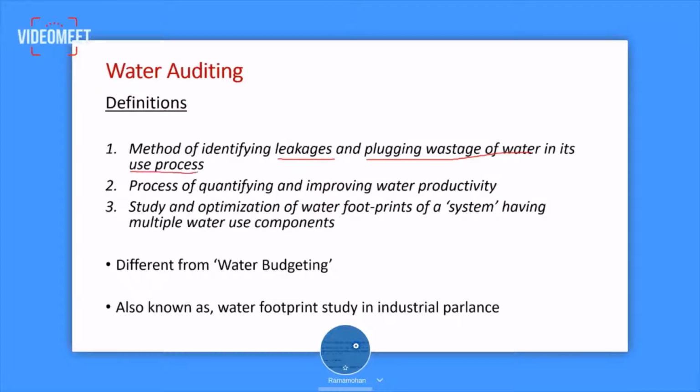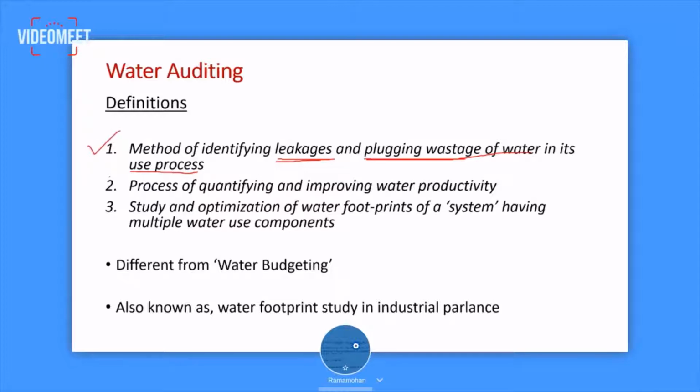Here is the first time that we are talking about the use of water for a particular purpose. In water budgeting, we never talked about water use for a purpose. We never talked about leakages, plugging of wastages, or how water is used. We were only looking at different components of extraction and recharge, trying to quantify those components, put them into an equation, and balance that. If you remember, we talked about precipitation being equal to various recharge components and extraction components. That is how we built water budgeting equations. But here, for the first time, we are talking about water use and how that use is taking place, whether it is taking place efficiently or whether there are leakages.